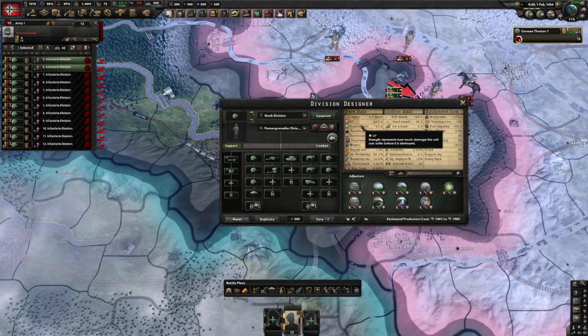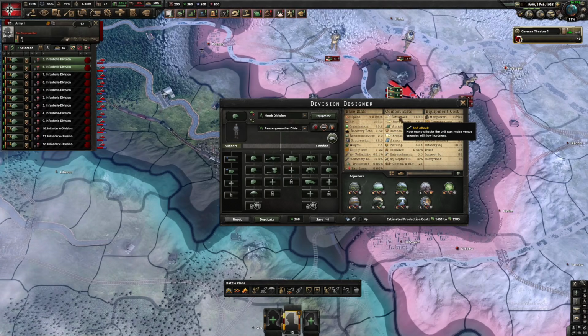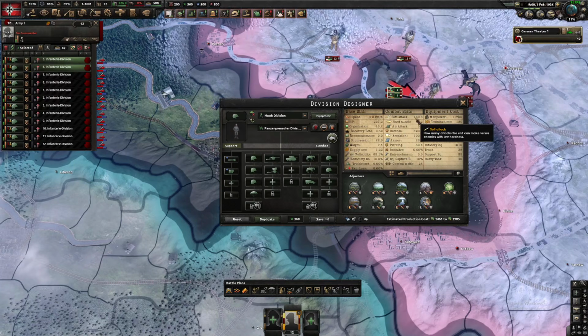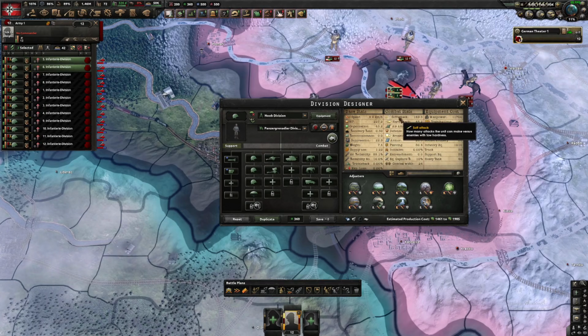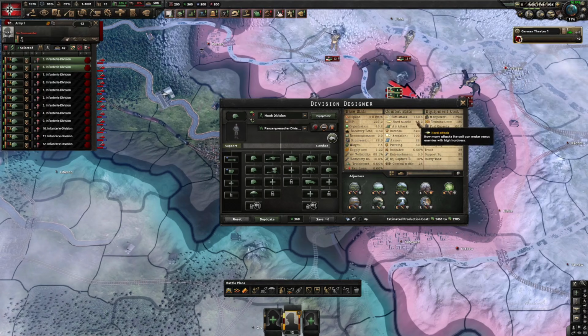Next comes probably the most important stat. This is soft attack. This is the attack the division deals in combat. Higher soft attack means you deal more damage per hour of combat. Soft attack will be far more important for you to learn as a beginner than hard attack is.